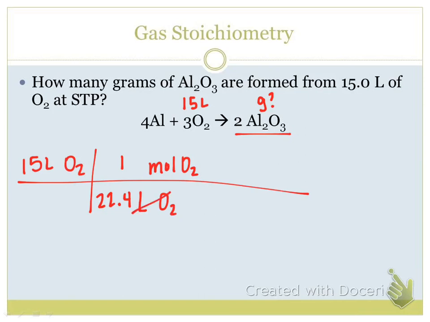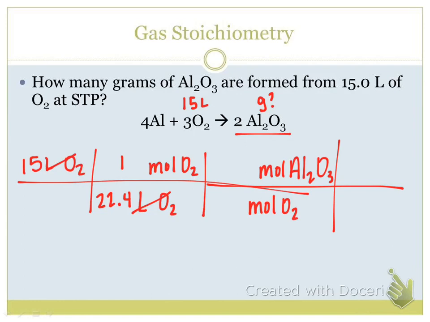Okay, so I've canceled liters. Now if I stopped here, I'd be in moles of O2, which is not what I need, right? Now I need to go from moles of O2 to what? To moles of Al2O3. So here's the only place that the moles doesn't get the 1, right?